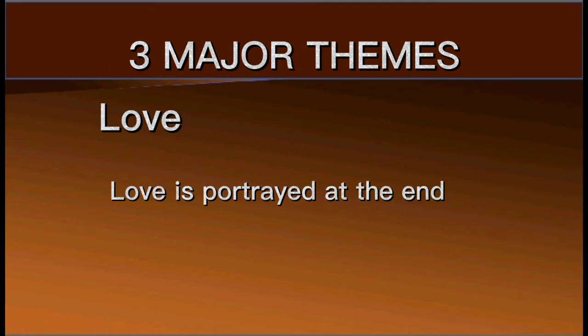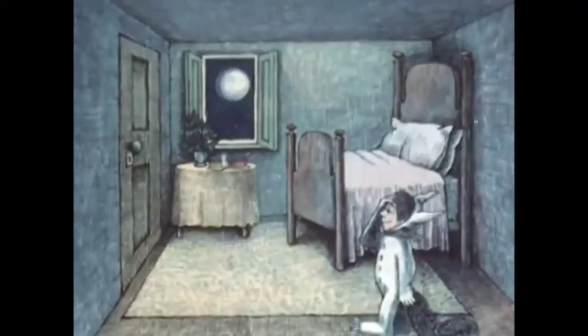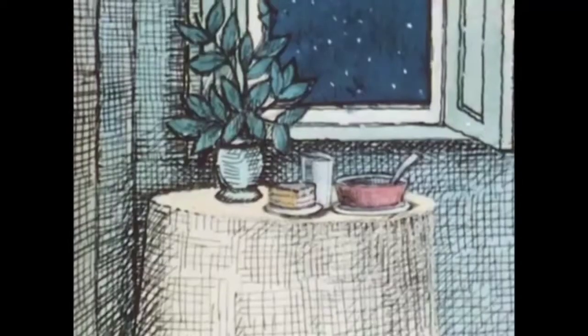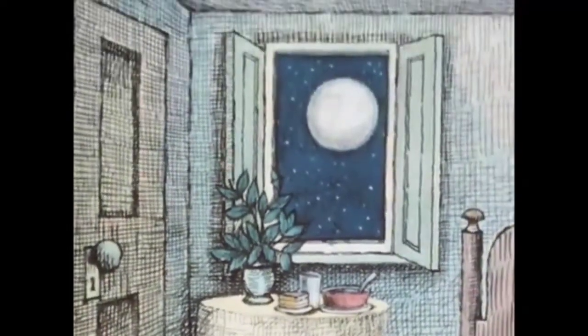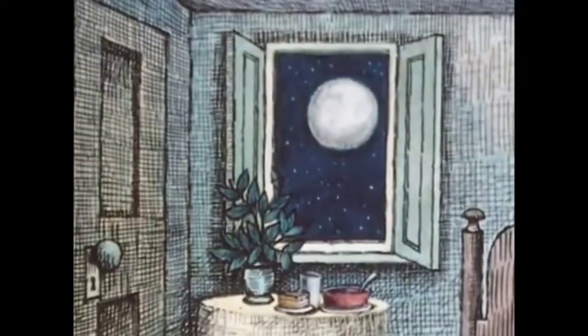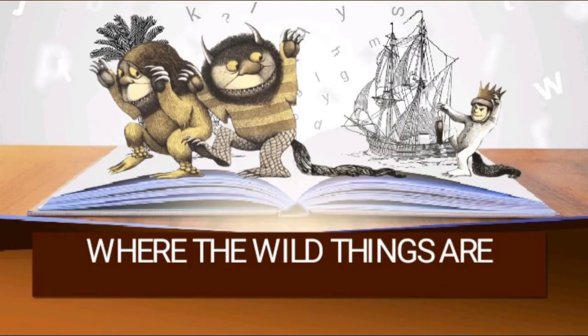Lastly, love is portrayed at the end of the picture book. Though tacitly conveyed, we could still say that Max's mother still loves him as she prepared Max's supper despite the feeling that she felt towards Max. The picture book has ended in an incredible way.